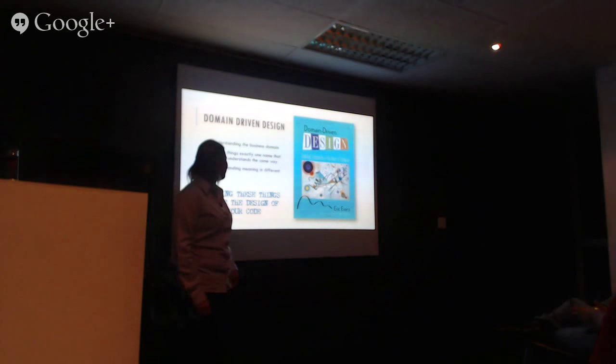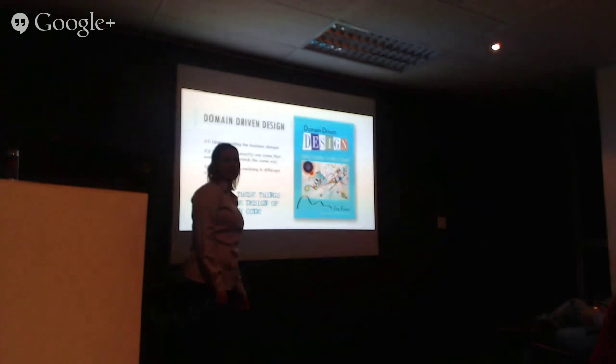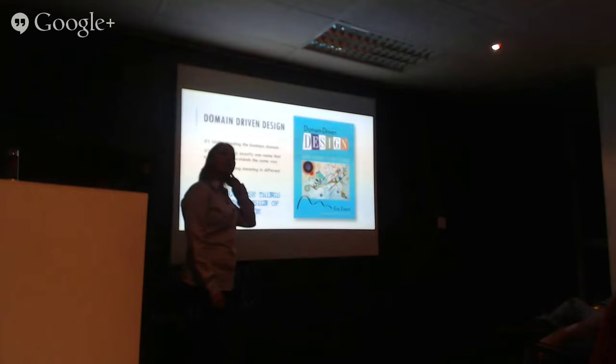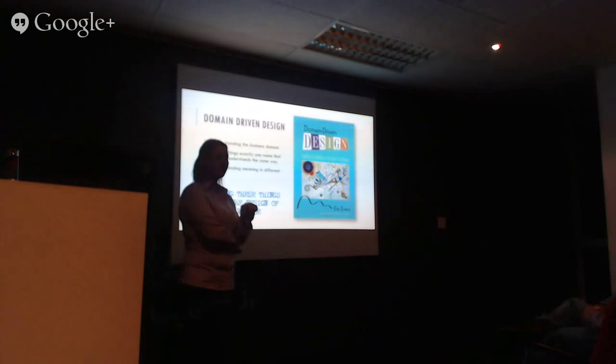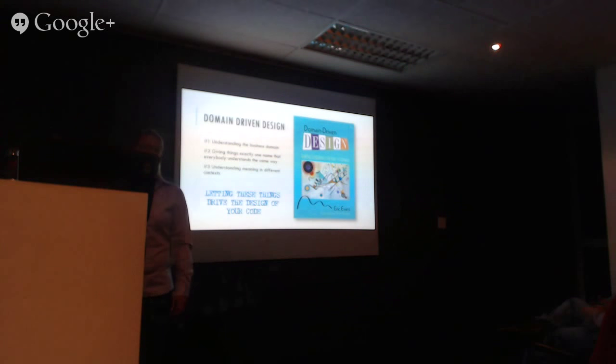And then understanding meaning in different contexts. So if you talk about, for example, an order to the accountant, they're going to think about certain things that have to do with the order. But if you talk to somebody who's in shipping, for example, they're going to talk about different things that have to do with the order. Where is it going versus how do we calculate what the totals were.